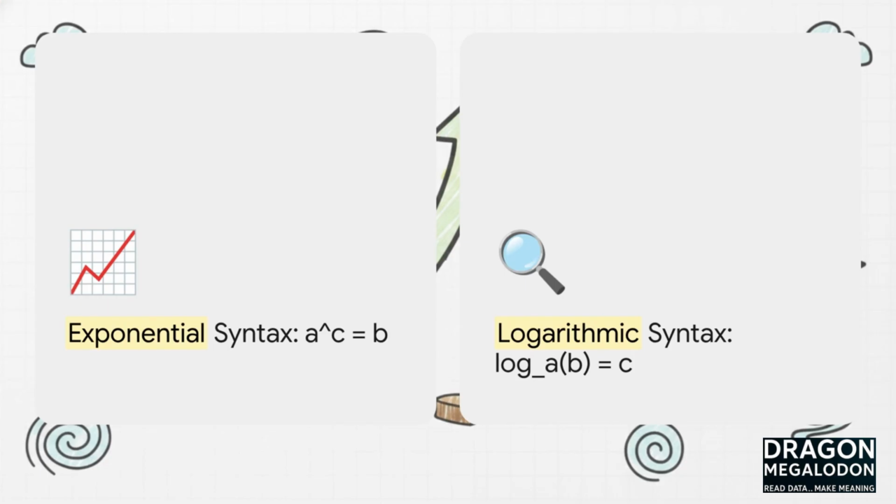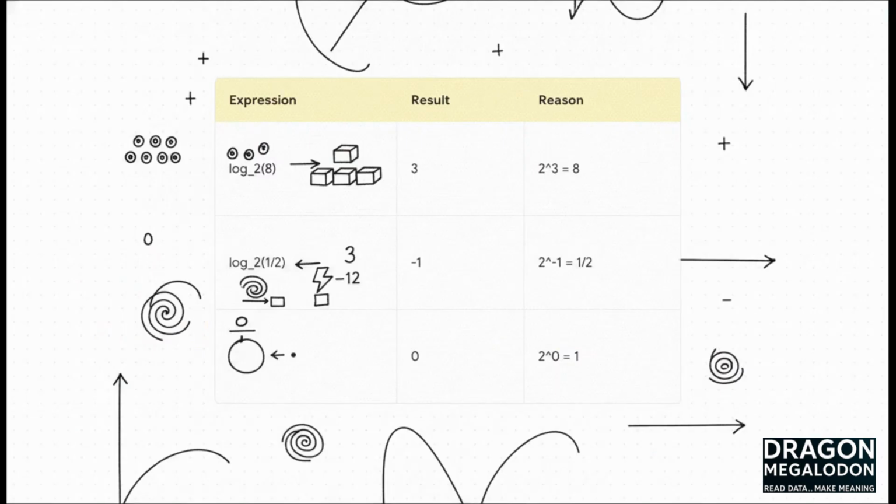Let's compare the syntax of these two concepts. Think about the exponential format, a to the power of c equals b. Now think about the logarithmic format, log base a of b equals c. Notice how the base, the a, stays exactly the same in both expressions? It's a direct translation. The log perfectly refactors that exponential equation so that the exponent, our c, becomes the isolated output.